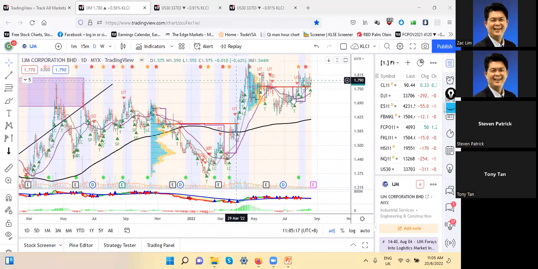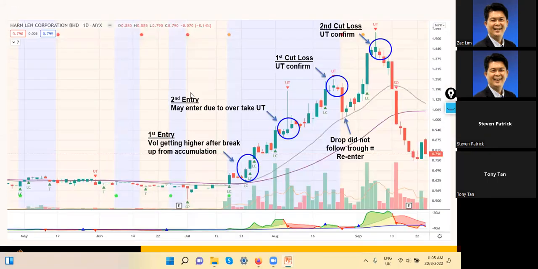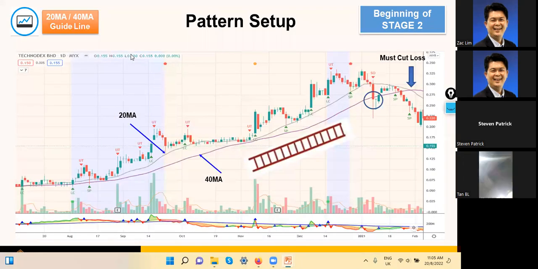Because it formed a D, it's sideways. If it's too long in sideways in a D format, there will be a tendency of dropping down again. So this is one example, before I go into the 20 moving average. So I shut down this one.